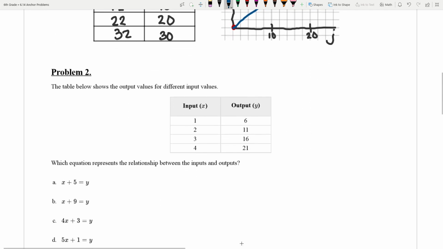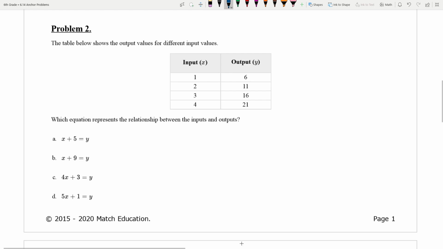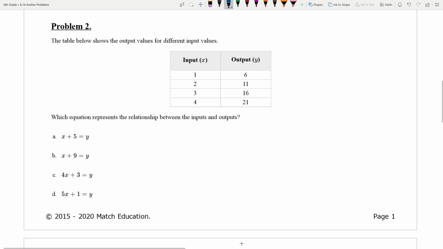The table below shows the output values for different input values. Which equation represents the relationship between the inputs and the outputs? Let's take a look at what's going on. To get from 1 to 6, it looks like I'm adding 5. Does that work on the next one? Is 2 plus 5 11? No, it's not, is it? So we can't say our rule is just adding 5 like it is right here in A.